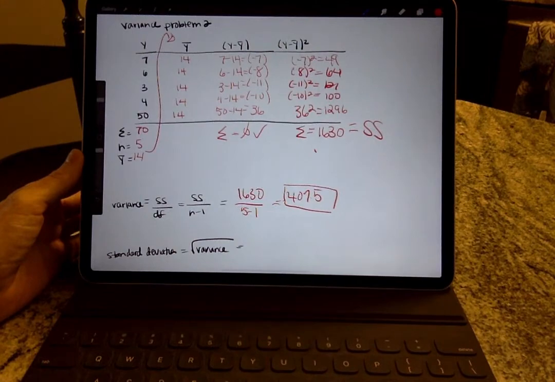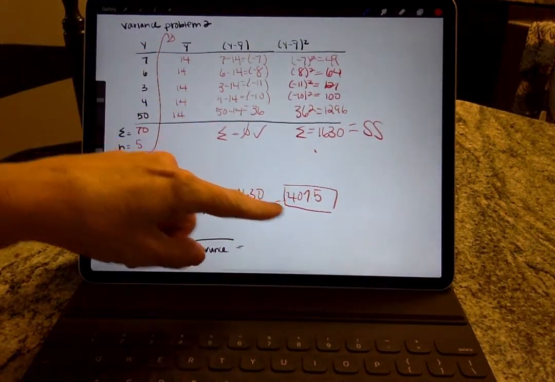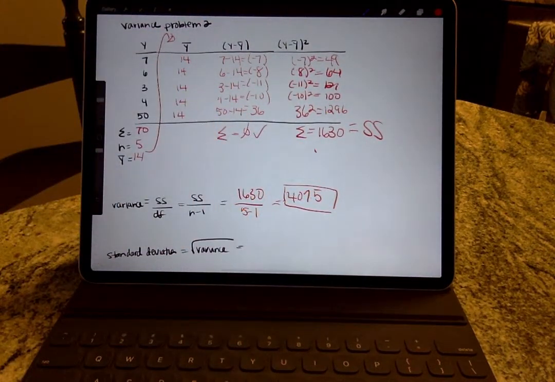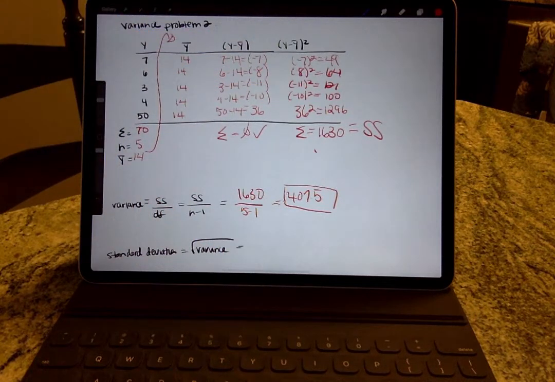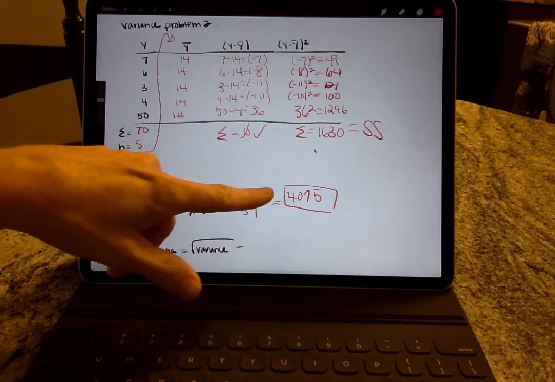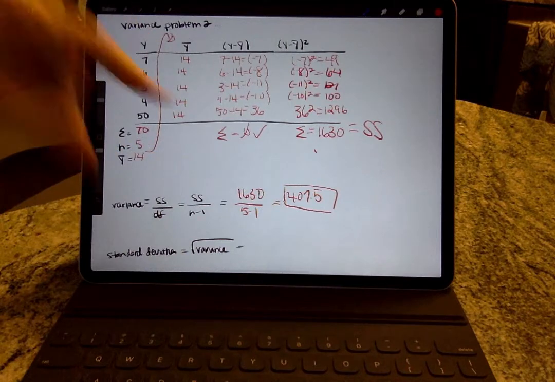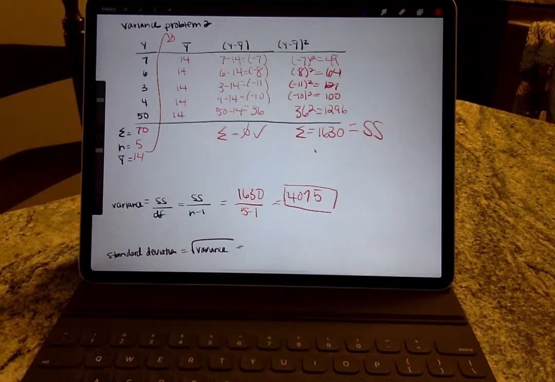407.5. And make sure when you're doing homework assignments that you follow like I do and box in your answers. It's not that big of a deal in the beginning because we don't have a lot to calculate, but once we get into our first inferential analysis, there are many, many calculations. So I want to make sure that I can find your answer. So make sure that you box or circle or highlight. All right, so our variance is 407.5.